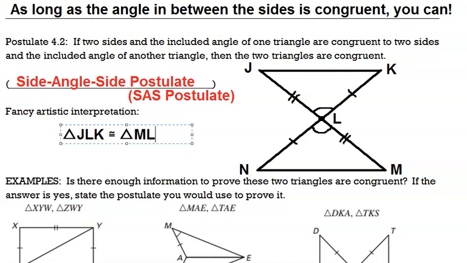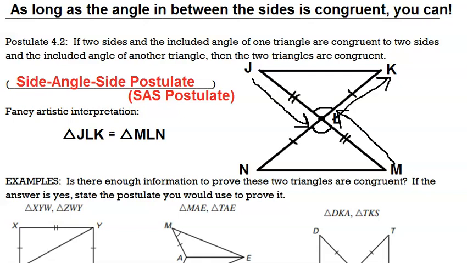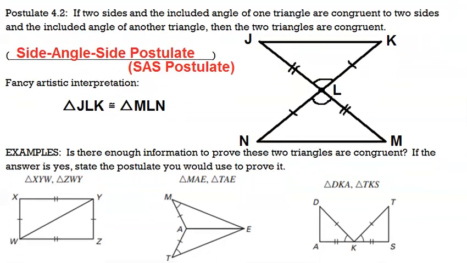So now you'll do M, L, N. Okay, because we have a matching side from here to here that goes along with the one from here to here. Then we have the angles. And then we have from L to K matches with from L to N. And that statement would be true because of side, angle, side.